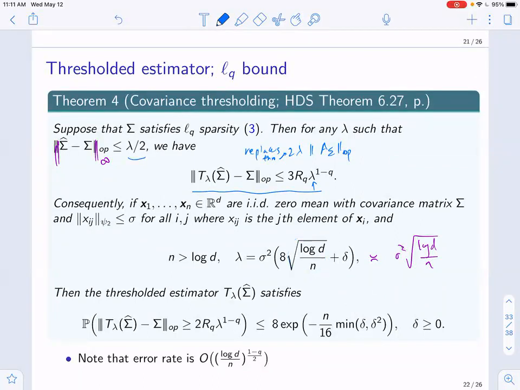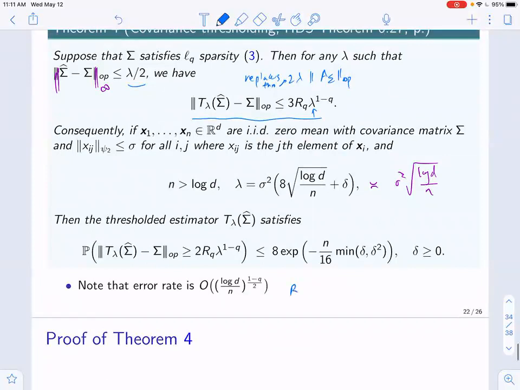And so once you do that, you get that this is like O of something like this, R_q lambda to the 1 minus q, which is root log d over n to the 1 minus q, so R_q (log d over n) to the (1 minus q) over 2. And this is a relatively good rate. You can see that the dependence on the dimension is logarithmic. And if I recall correctly, as I mentioned last time, this is also optimal in a sense.